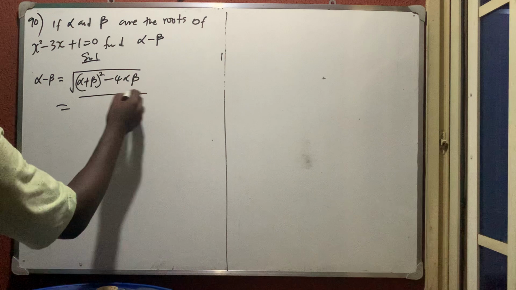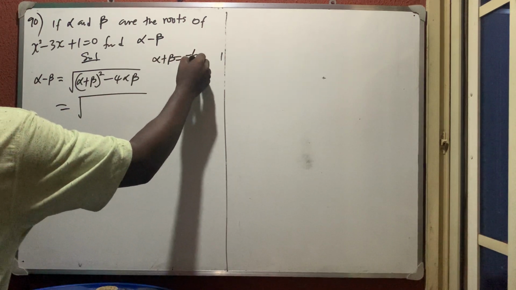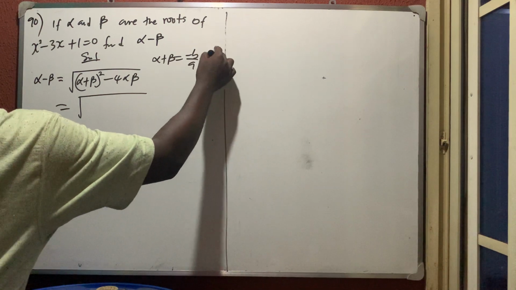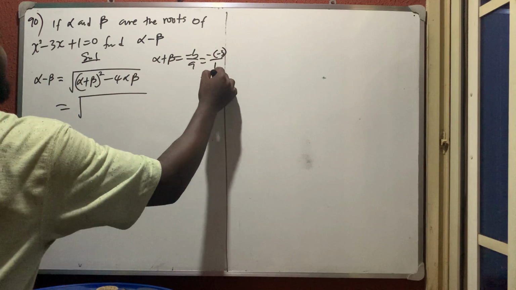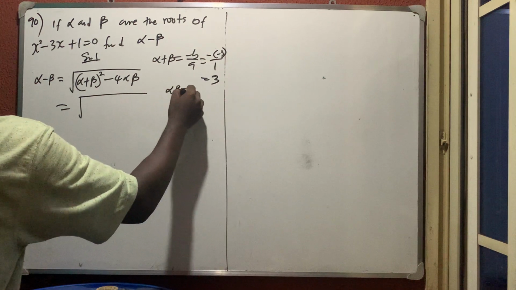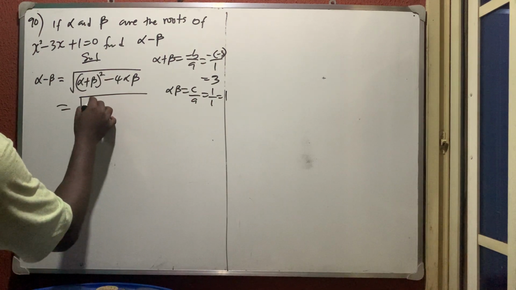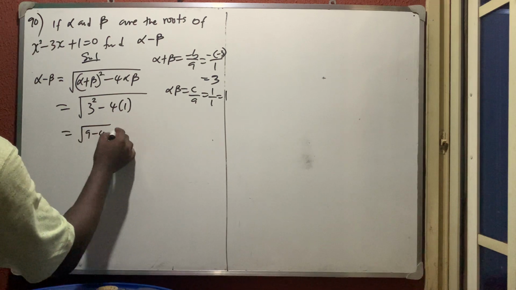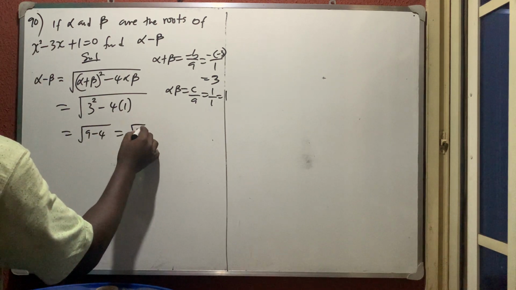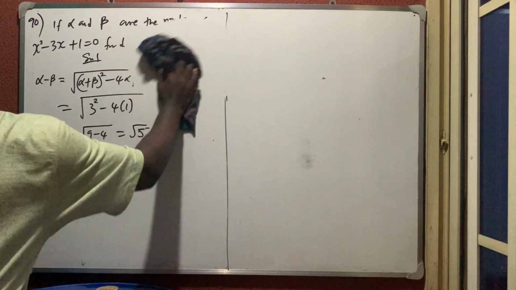So which is what? Alpha plus beta is simply minus b over a, which is what? Minus into minus 3 over 1, which is 3. And alpha beta is what? C over A, which is 1 over 1, which is 1. So put it here. 3 squared minus 4 into 1, which is what? The square root of 9 minus 4, which is the square root of 5. Very simple. Okay? We keep moving.